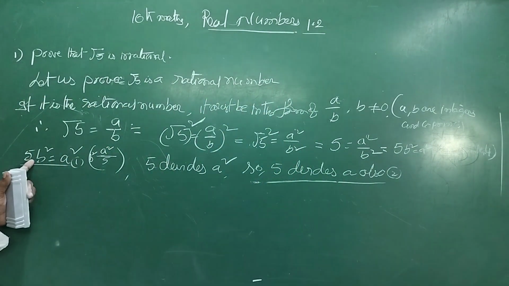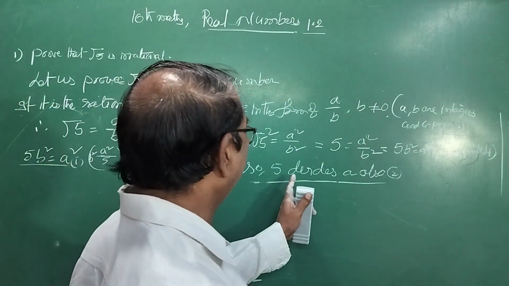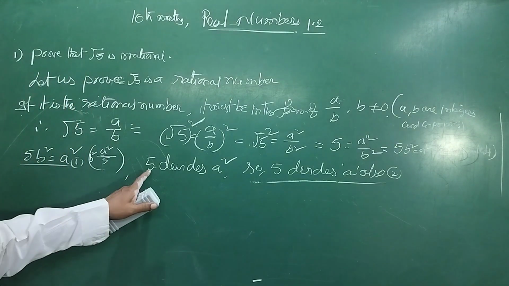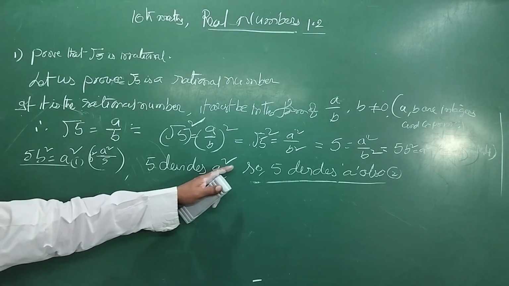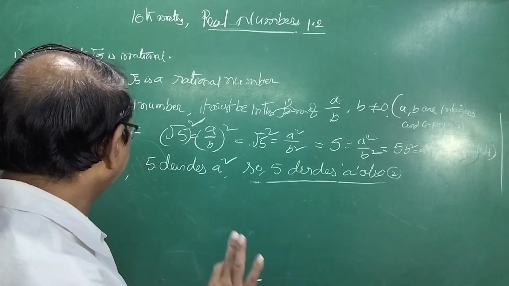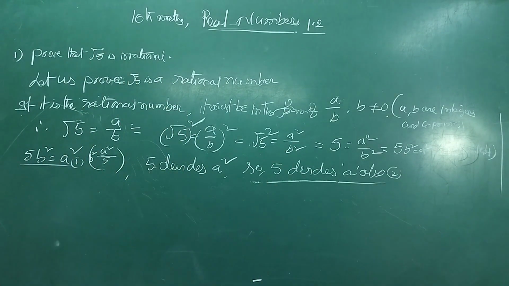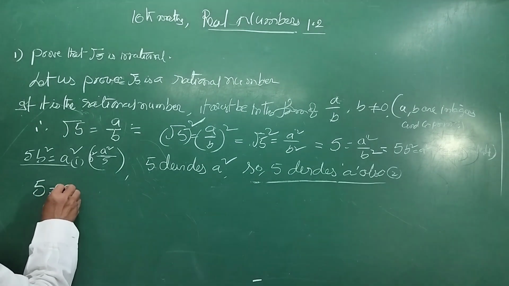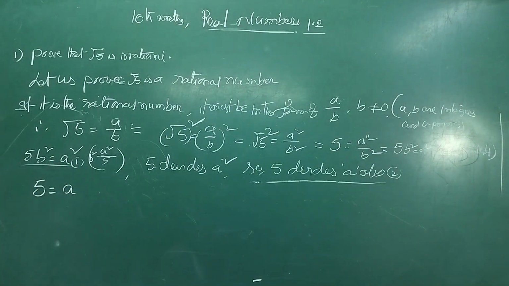One is what? 5b square is equal to a square. And the second one is 5 divides a also. Why? Because 5 divides a square, so 5 divides a also. It is very important, isn't it? Let us see, 5 divides a.